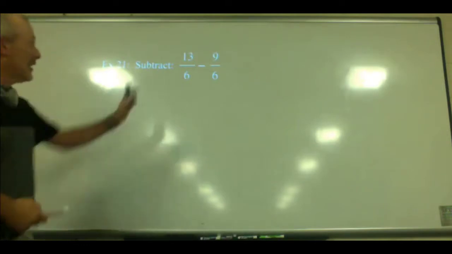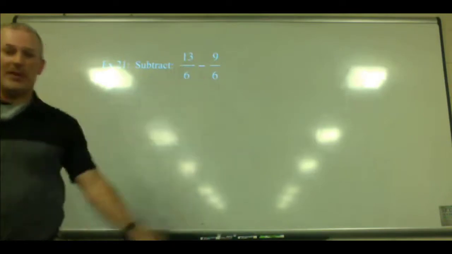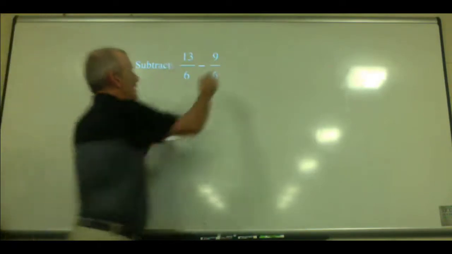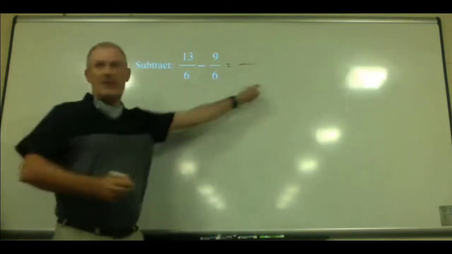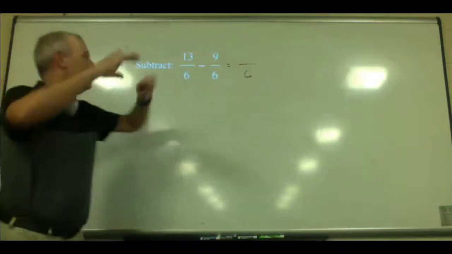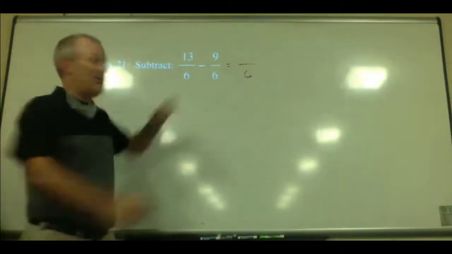So okay, now this one, same denominator, right? And we're subtracting. So what are we going to do? Subtract. The denominator is going to be what? 6. We don't change that, right? Common denominator stays the same. And then we do 13 minus 9, and we get 4.